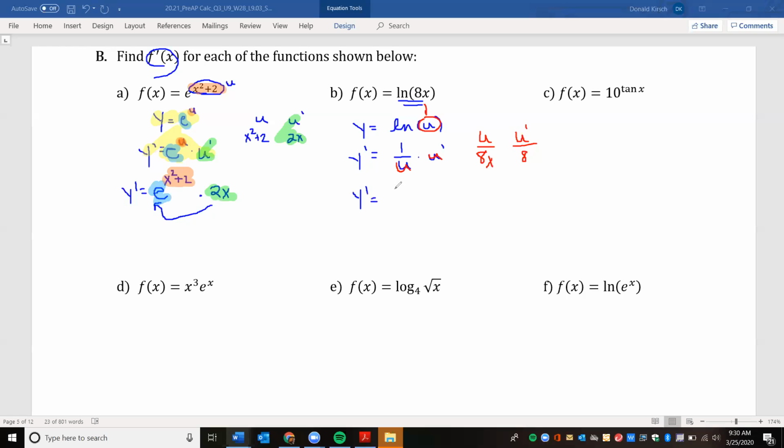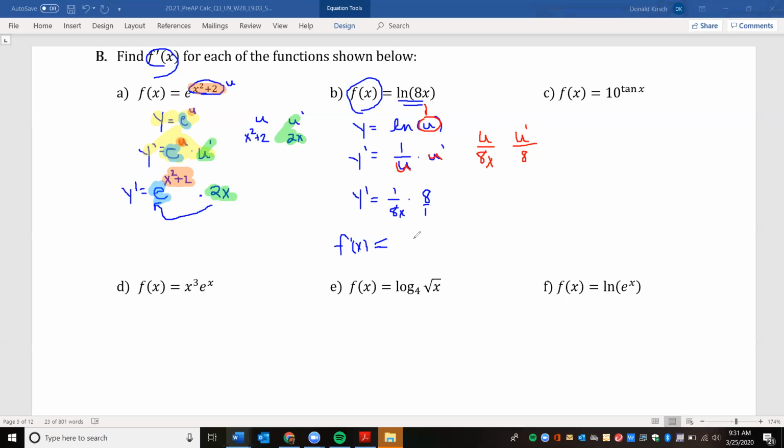So y prime equals 1 over 8x times 8. That would be our final answer, but I'm going to go one step further by making that 8 over 1 and putting this together. Once again, I should put this as f prime of x as my final answer because that's how it was represented at the beginning, even though that means the same thing.